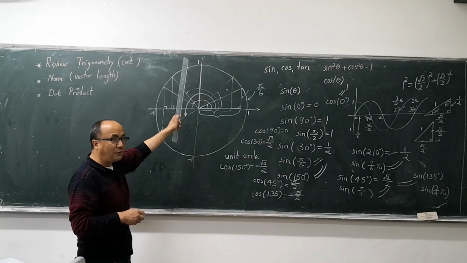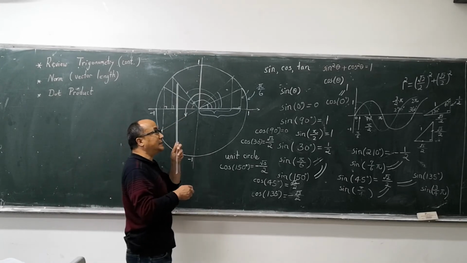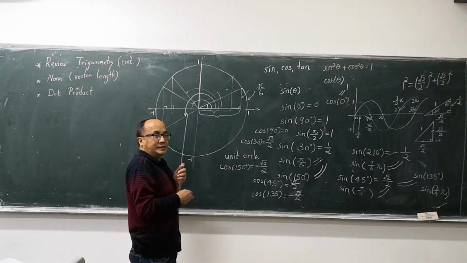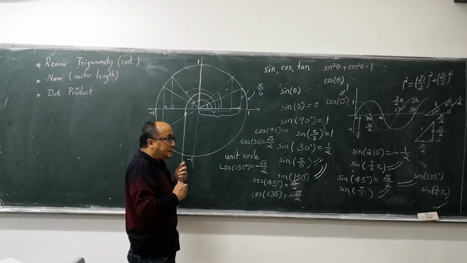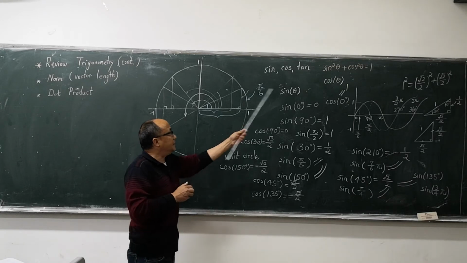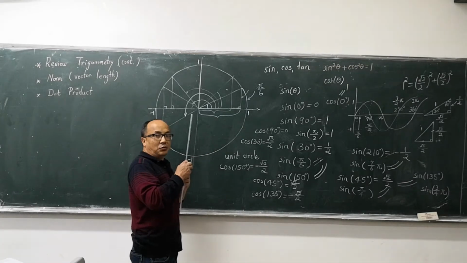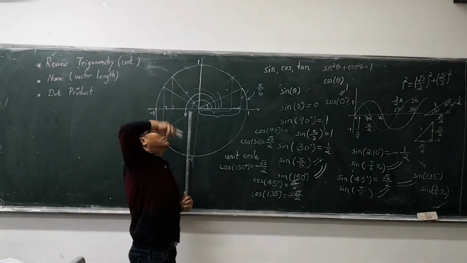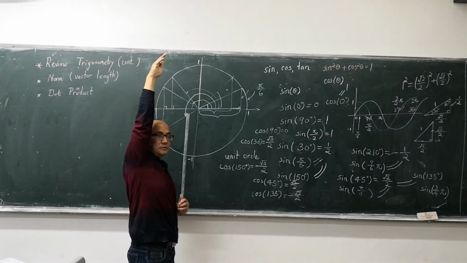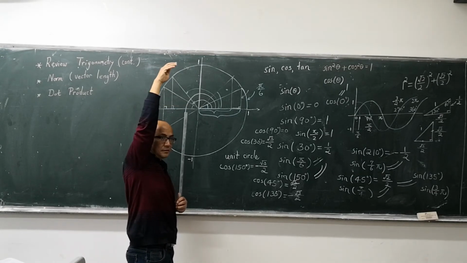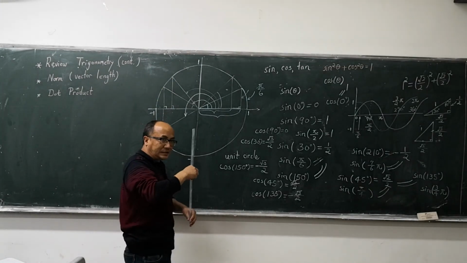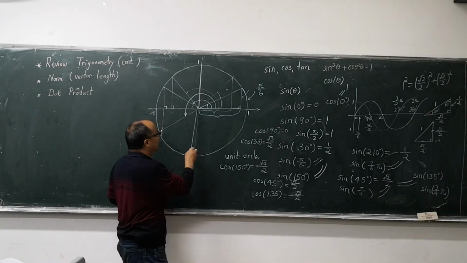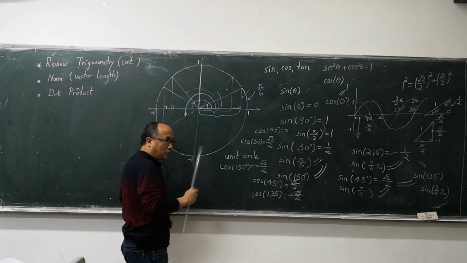90 degrees is very important. Cosine 90 degrees is the distance to me, which is 0. The sine of 90 degrees is what? Sine 90 degrees is 1. The movie screen is the tallest. The cosine is 0, because cosine is the distance to my foot.